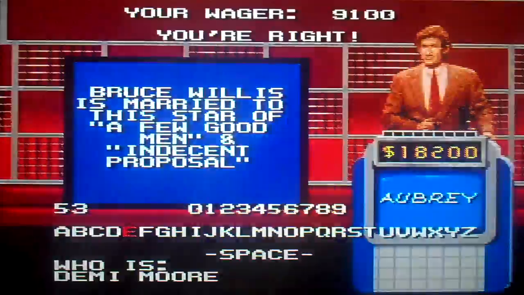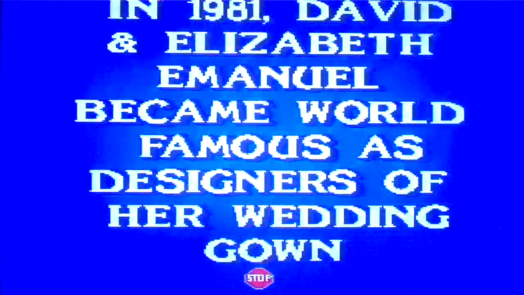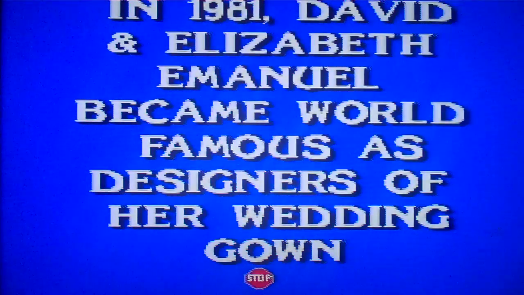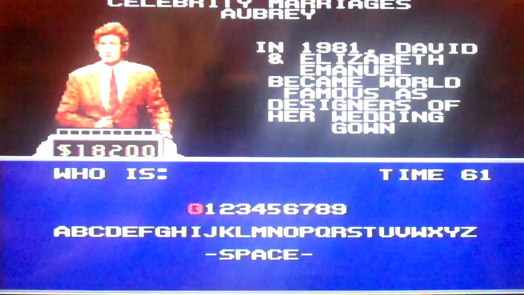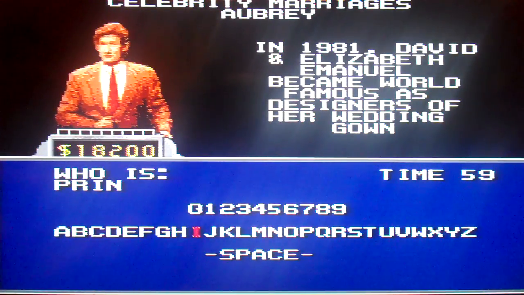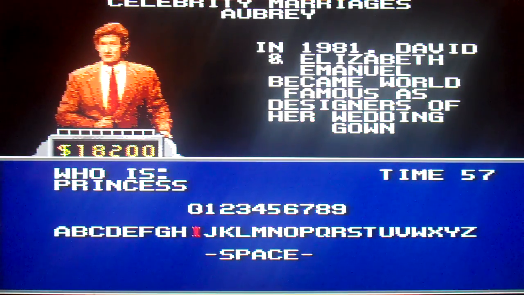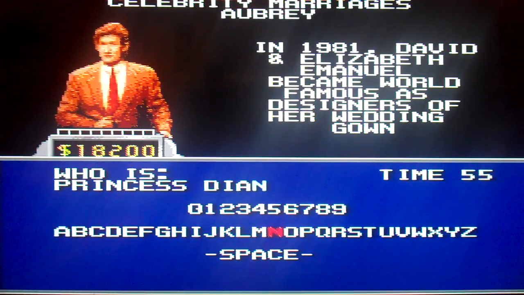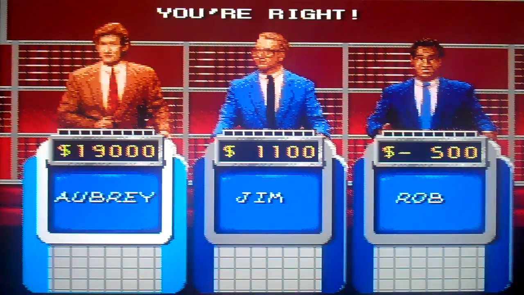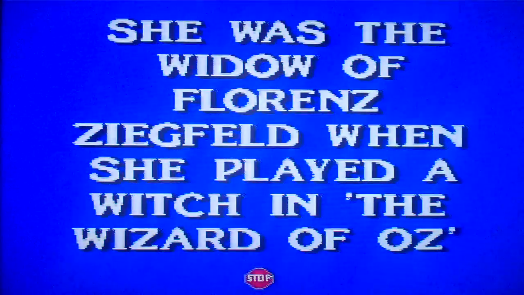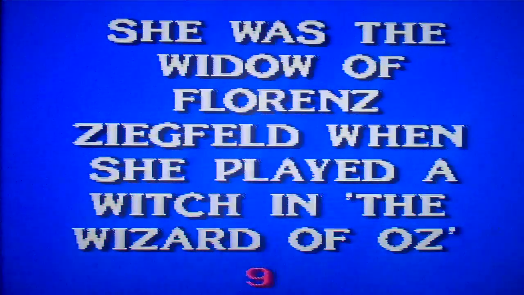Celebrity marriages for 800. The answer is: In 1981, David and Elizabeth Emanuel became world famous designers of her wedding gown. Who is Princess Diana? Celebrity marriages for 1,000. The answer is: She was the widow of Florence Ziegfeld when she played a witch in The Wizard of Oz. Who's Billy Burke?